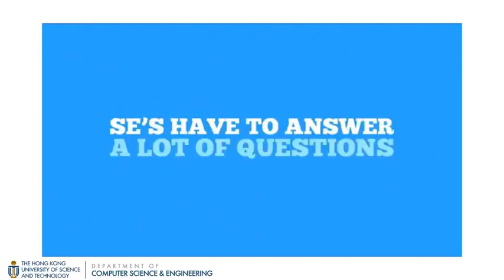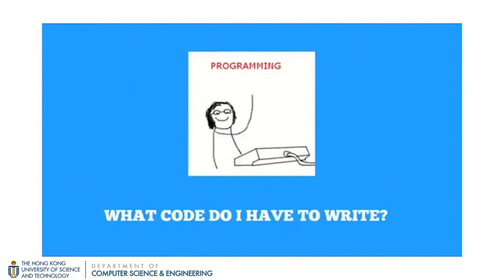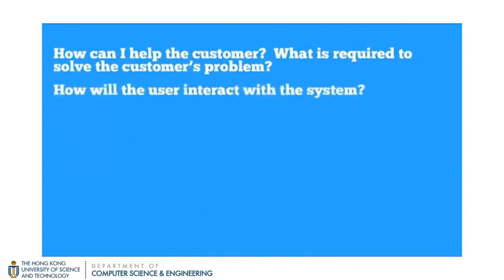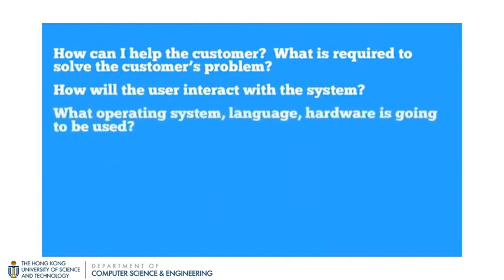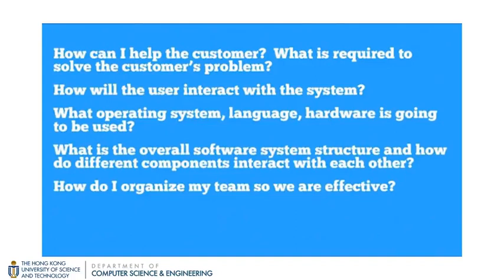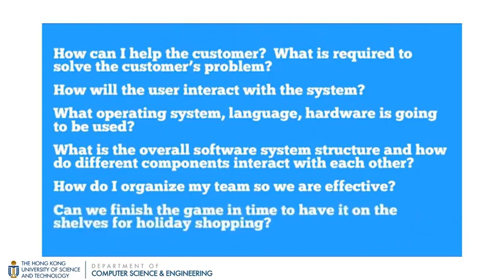As a software engineer, you have to answer a lot of questions. One question is, how much code do I have to write? But there are a lot of other questions that remain too. How can I help the customer? What's required to solve the customer's problem? How will the user interact with the system? What operating system, language, hardware is going to be used? What is the overall software system structure, and how do different components interact with each other? How do I organize my team so we're all effective? And can we finish the game in time to have it on shelves for holiday shopping?